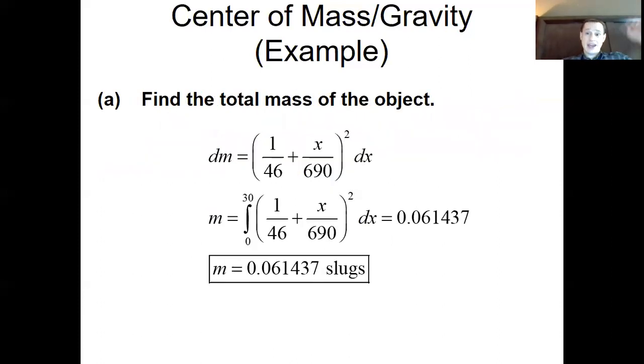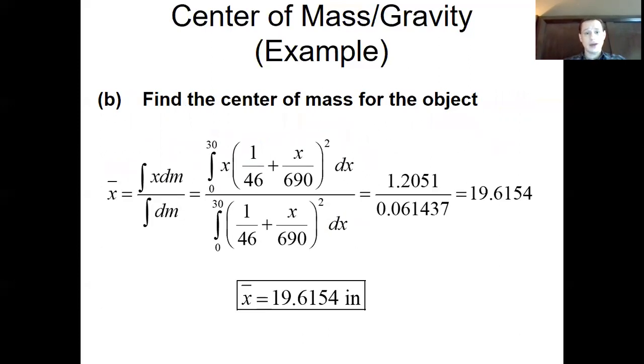Part A asks to find the total mass of the object. We have an expression for dm, a little chunk of mass, so we just integrate it and add them all up. You put integrals on these. Of course, x goes from 0 to 30, the length of the bat. You integrate from 0 to 30, do the calculation, and you get 0.0614. So the mass of this bat is 0.0614 slugs.